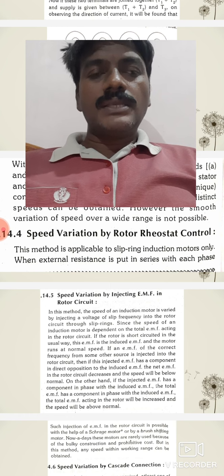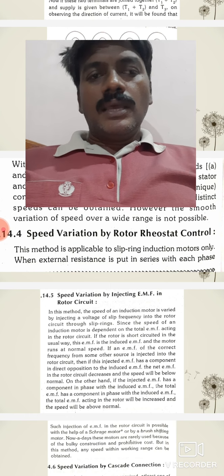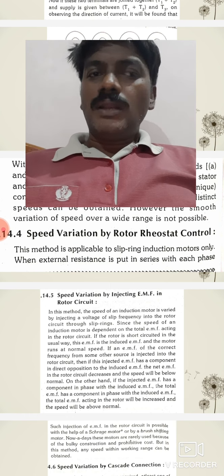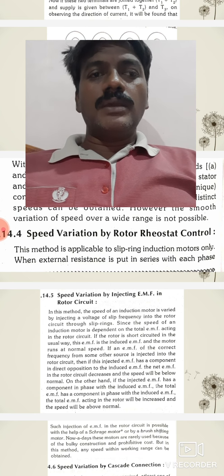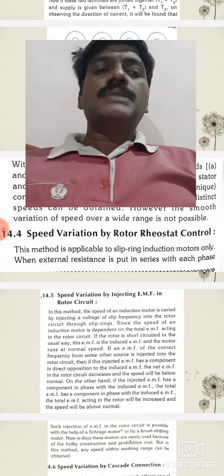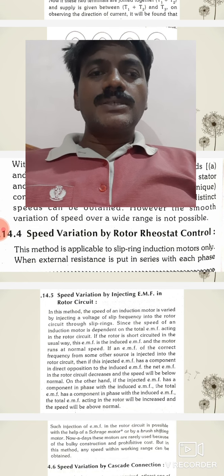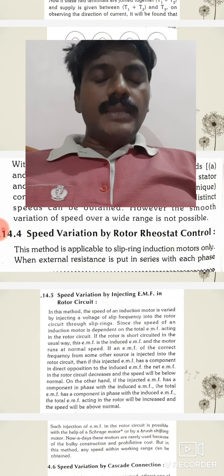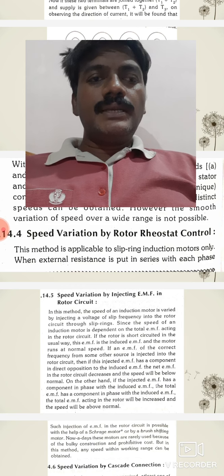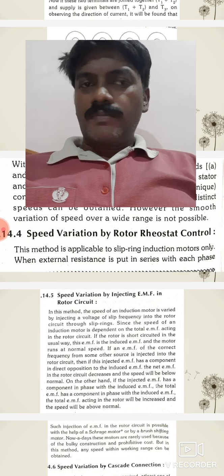By inserting the rotor circuit resistance, what happens? Rotor copper losses increase. When rotor copper losses increase, automatically, with rotor input constant, slip increases. When slip increases, automatically speed decreases. We know that slip and speed are inversely proportional.